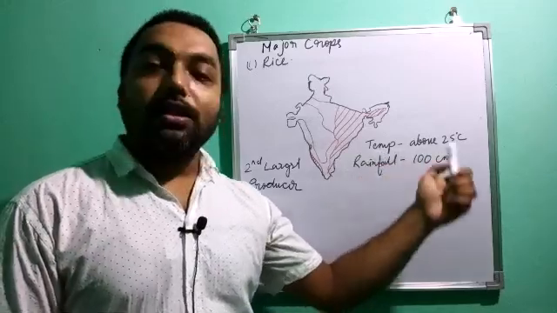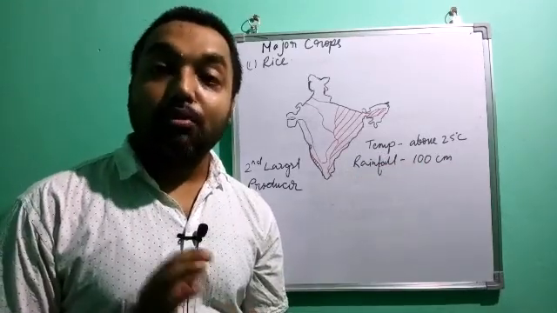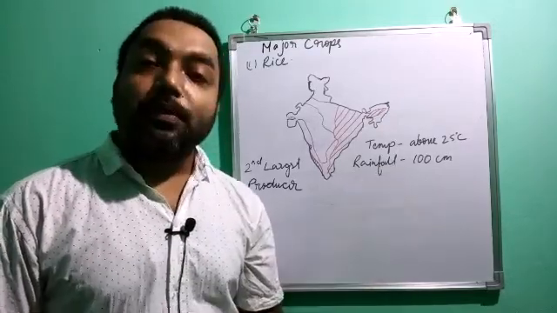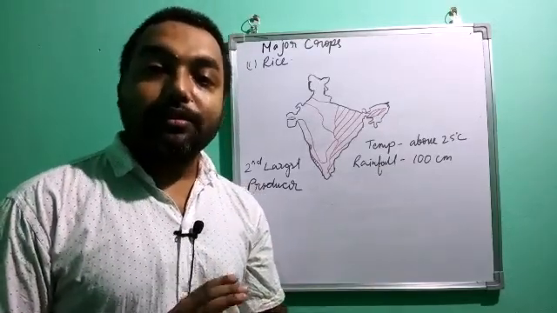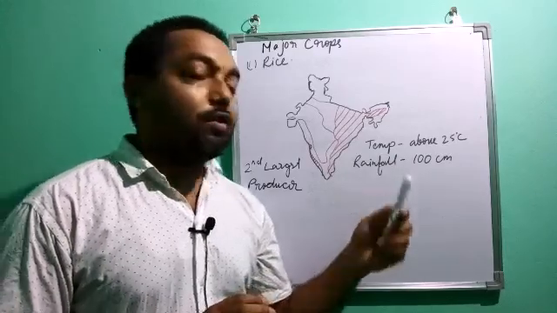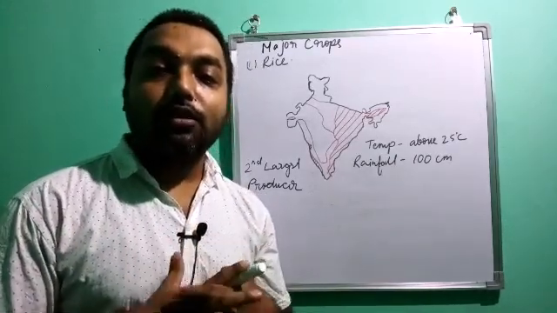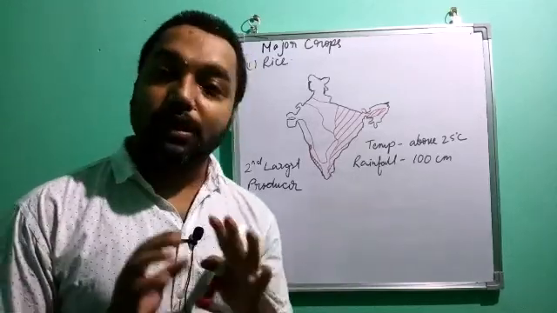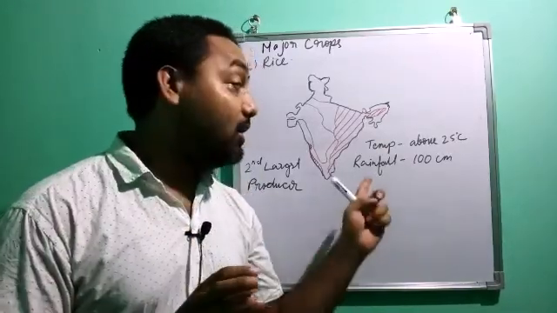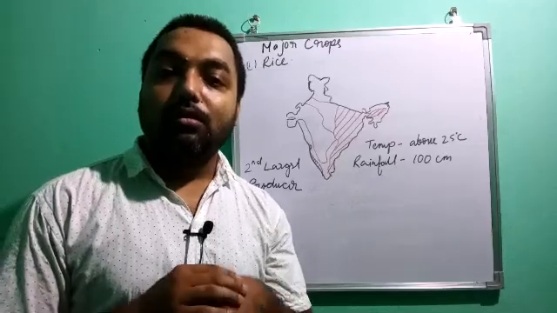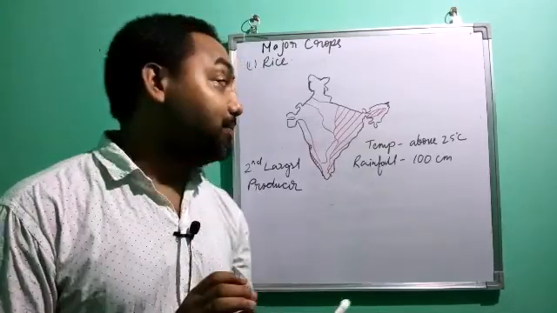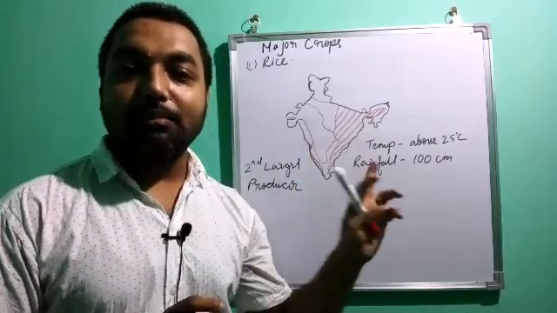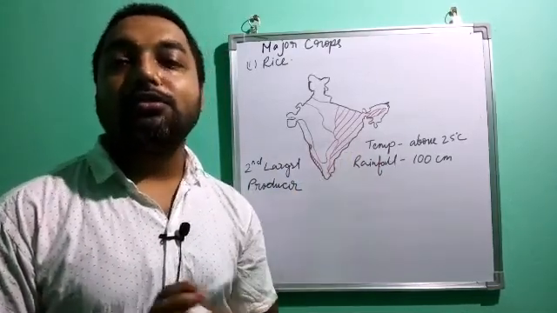In growing condition, it needs a very high temperature, above 25 degrees Celsius throughout the year. Then only good rice can be cultivated in those areas. Then rainfall: it needs a very high annual rainfall of 100 centimeter. If 100 centimeter of rainfall prevails in a particular area, then only that area is good for cultivation of rice. So these two main conditions, first the position of India, second the climatic condition, then where in India this rice is cultivated.